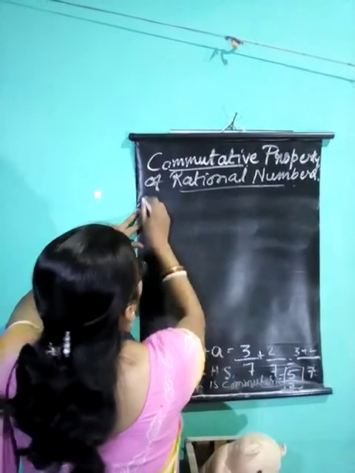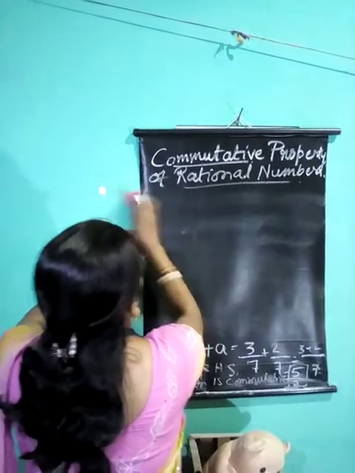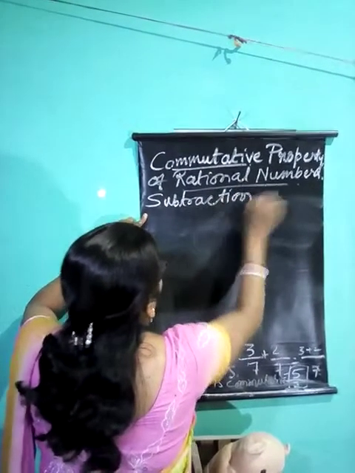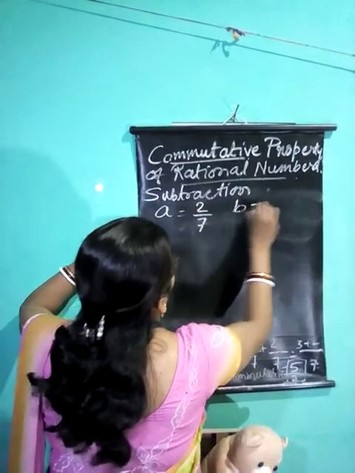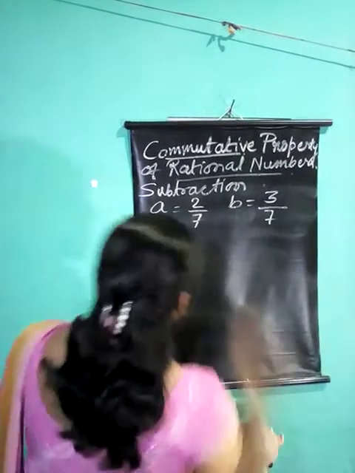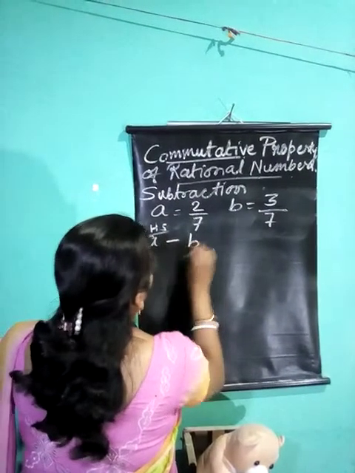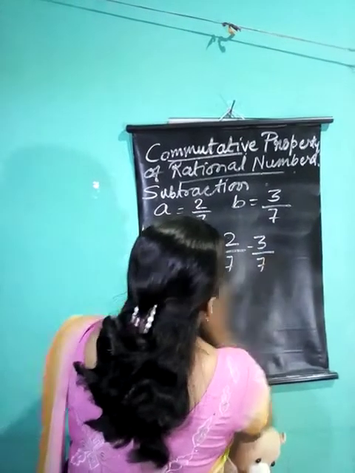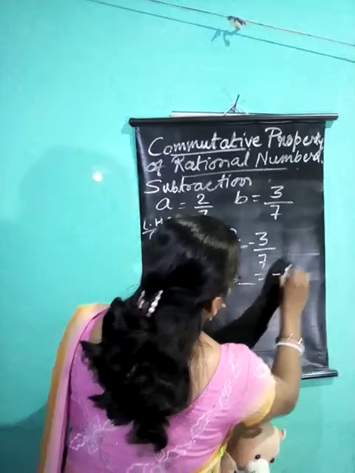So we have got the conclusion, addition is commutative. Now let us see for subtraction. For subtraction, you take A is equal to 2 by 7, B is equal to 3 by 7. LHS is A minus B. A is your 2 by 7 minus 3 by 7. So how much do you get? 2 minus 3 is minus 1. Minus 1 by 7.